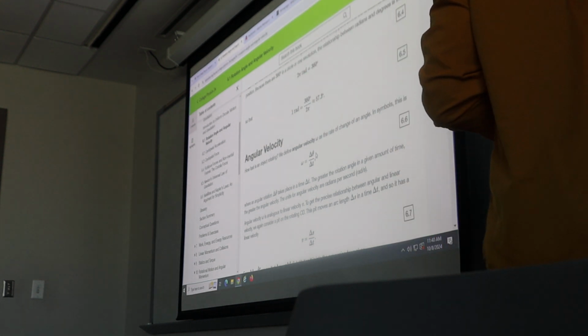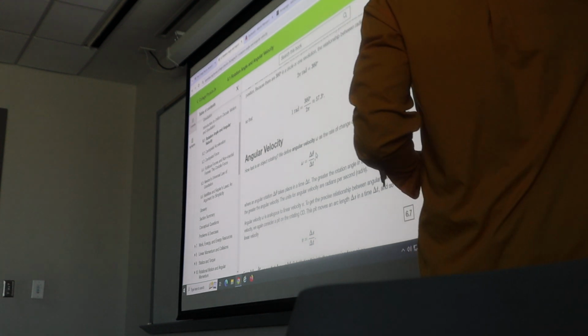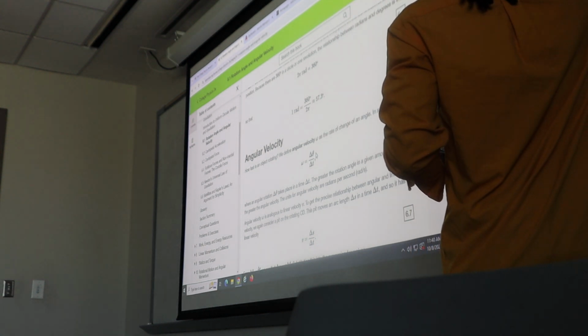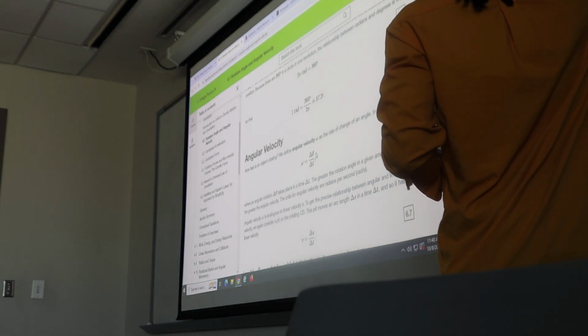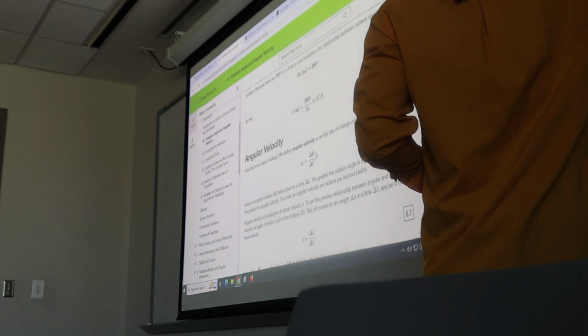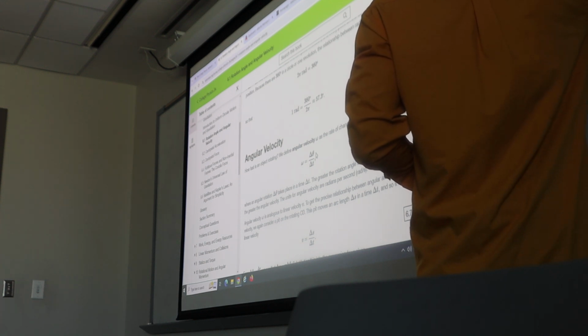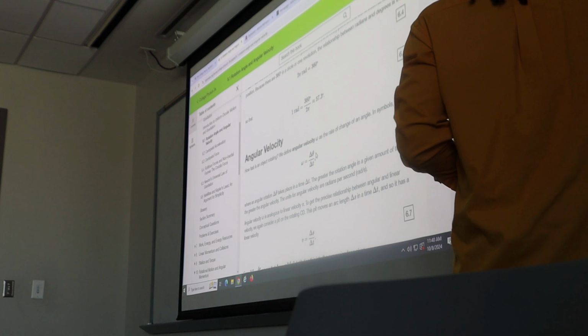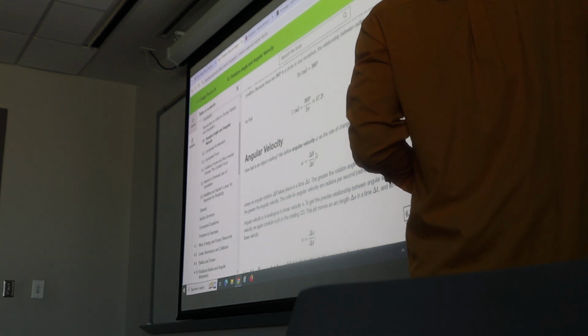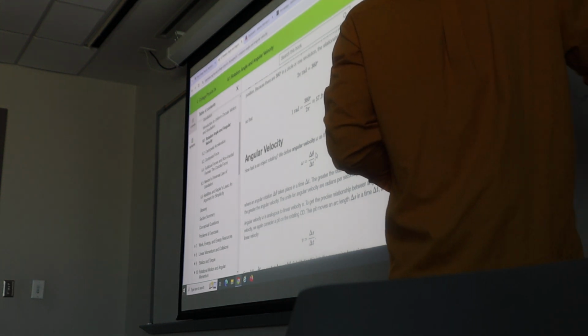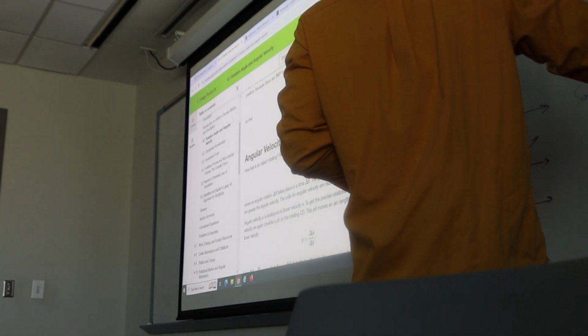So this should be our angular velocity. And then I should be able to get my V. So that's angular velocity.